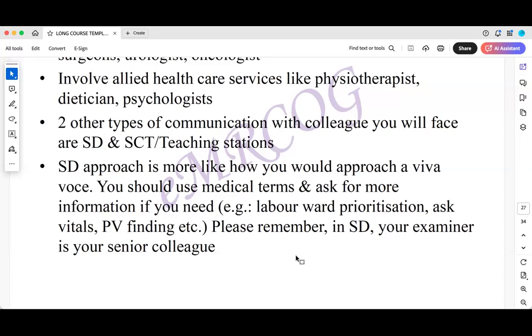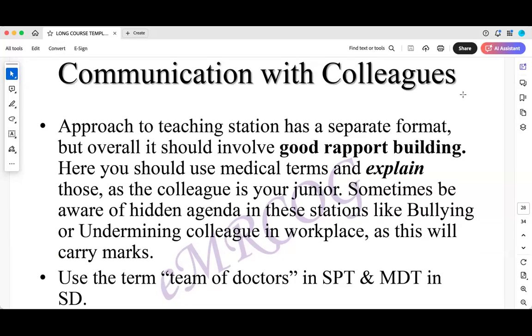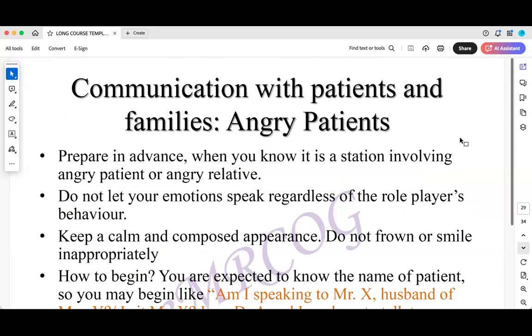So I will let Dr. Amr in the next session explain to you more about the secret of communication with colleagues, okay? And with the communication also of the patient, okay? I will comment on some points, my dear friends. For the communication with patient, especially the special cases like an angry patient or a patient who is receiving bad news, breaking bad news, you have to prepare yourself in advance, okay? Know that this station will be marked heavily on the communication, okay?